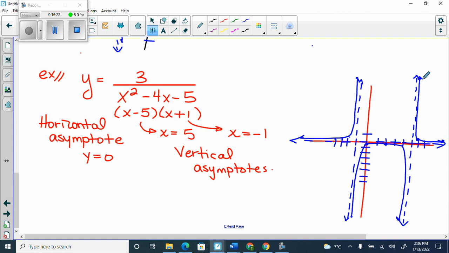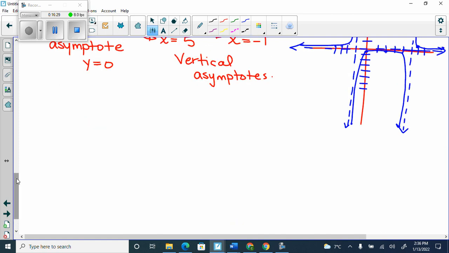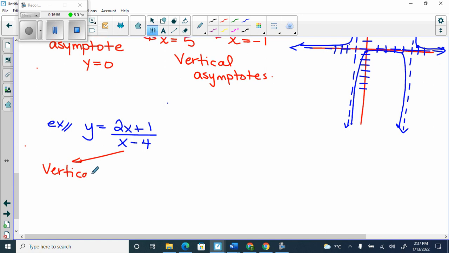Does that make sense? How you get the difference? Okay, now what happens if I make them the same degree? So what if I give you this? y equals 2x plus 1 over x minus 4. Isn't it just 5 plus 1? Nope. What happens if I give you the same degree? You can still give me the vertical asymptote really easy, because that hasn't changed. What's my vertical asymptote? 4.